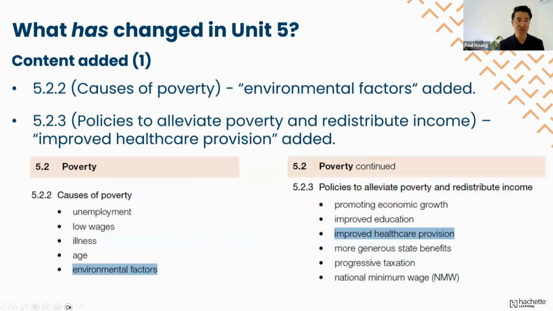Okay, more subtle changes. So causes of poverty, you can see they've highlighted there for you. Environmental factors now as a cause of poverty. So that might link to case studies like we talked about earlier on. Countries like Bangladesh, many sections of Bangladesh being below sea level, prone to flooding and so forth. So that's an environmental factor that might cause poverty.